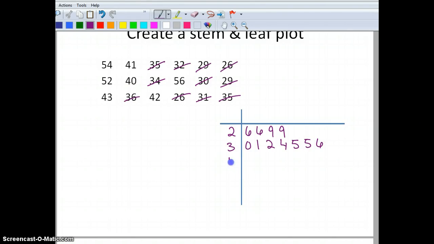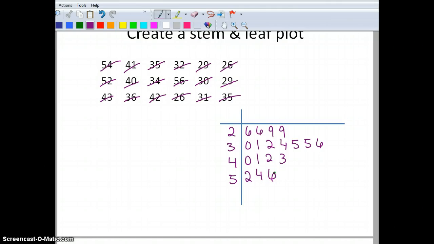Now for my 4s, I have a 40, a 41, so a leaf of 1, 42, and 43. Now notice I'm crossing these out as I go through so I don't duplicate any of them. So next we have 5. Our lowest 5 starts with a 2. Then we have 54 and 56.